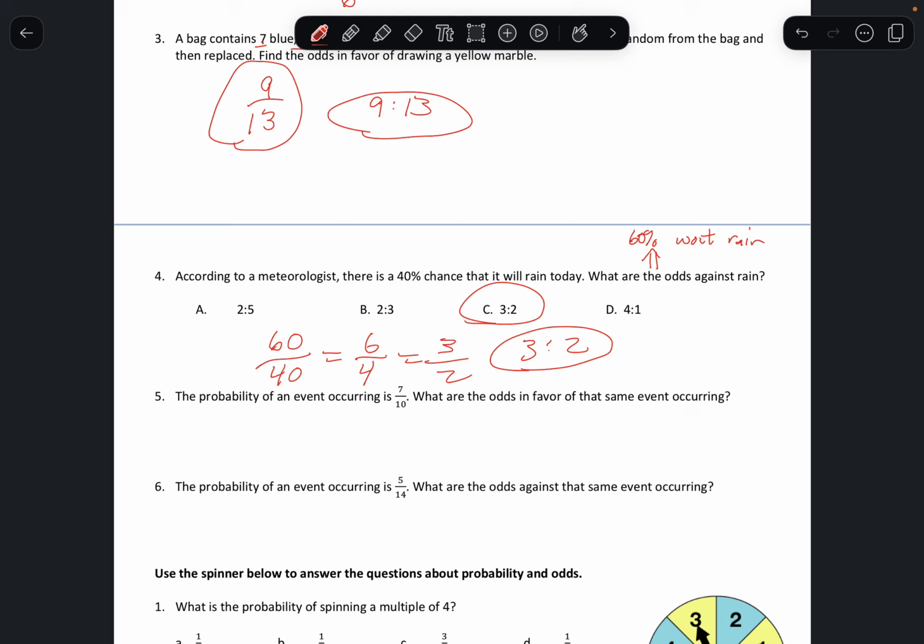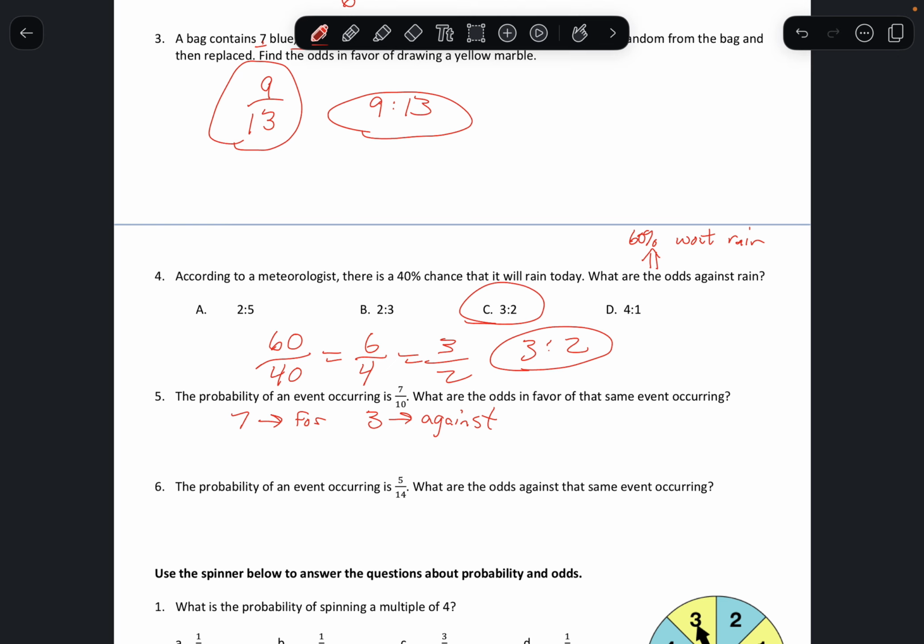7 of them are favorable, which means that 3 of them are not favorable. So probability of 7 out of 10 would mean that 7 is for and 3 is against, giving me a total of 10. Okay, so if the probability was 7 out of 10, that means 7 for, 3 against, which is going to help me write the odds, right?